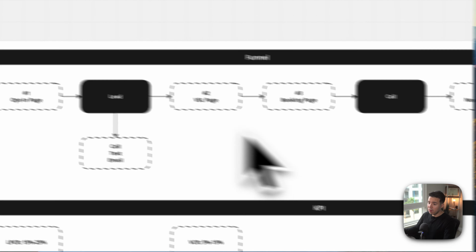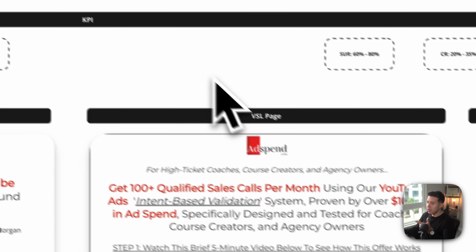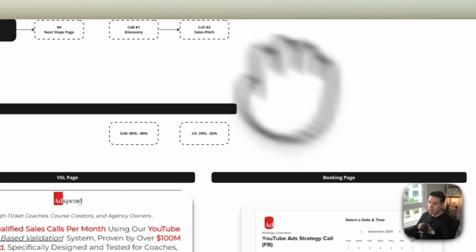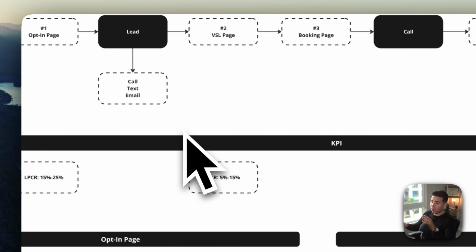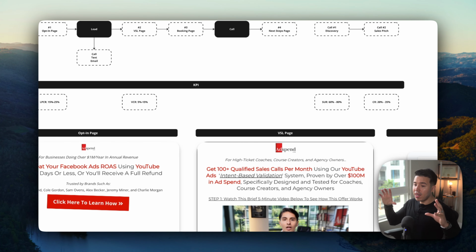So then that's the flow for the funnel. Opt-in page, which is this one, VSL page, this one here, booking page here, next steps page here. And what's super important when we build out the funnel is looking at the KPIs, because if we don't know our numbers, we can't really improve.